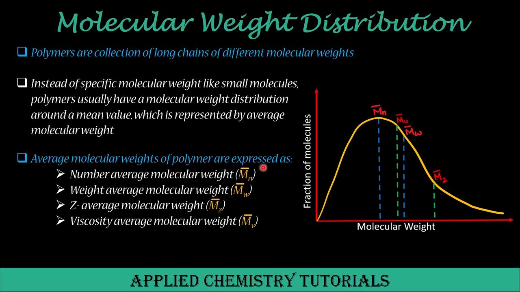Average molecular weights of polymers are expressed as number average molecular weight or Mn bar, weight average molecular weight or Mw bar, Z average molecular weight or Mz bar, and viscosity average molecular weight or Mv bar. We have discussed the concept and expression of all these four molecular weights in our previous video. I will provide the link here, you can go and check it. In this video, we will talk about the different measurement techniques of polymer molecular weights, and we will also show some example problems to find out the polymer molecular weights.